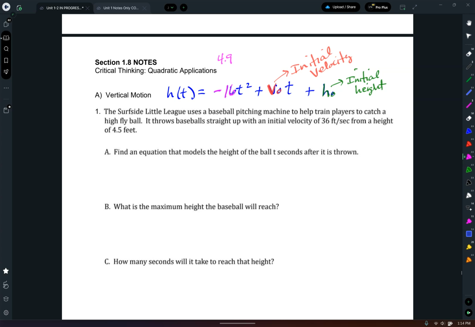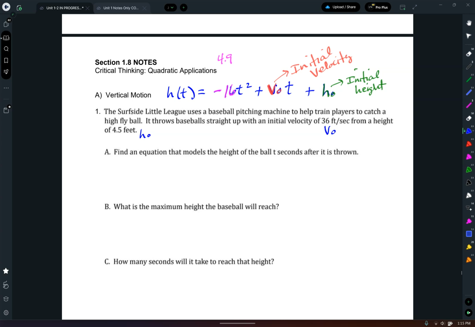Okay, so with that in mind, look at number one. It says Surfside Little League uses a baseball pitching machine to help train players to catch a high fly ball. It throws baseballs straight up with an initial velocity of 36 feet per second. So that's the V sub naught, the initial velocity, from a height of 4.5 feet. So that's going to be my initial position. So that kind of makes sense.